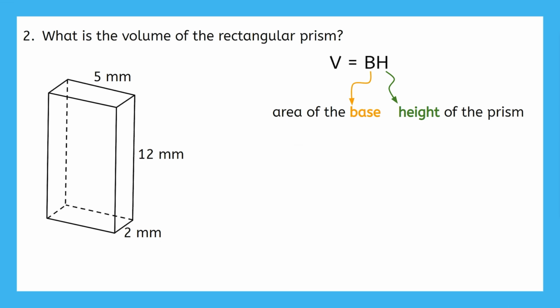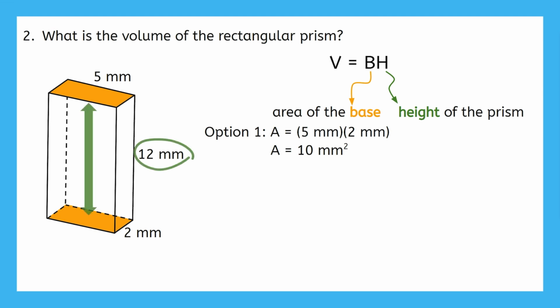Actually, since this is a rectangular prism, there are multiple faces that could be the base. These two faces are the same and parallel, so these could be our bases. In this case, the area of the base is 5 times 2, or 10 square millimeters. And then the height would be the distance between these faces, 12 millimeters.